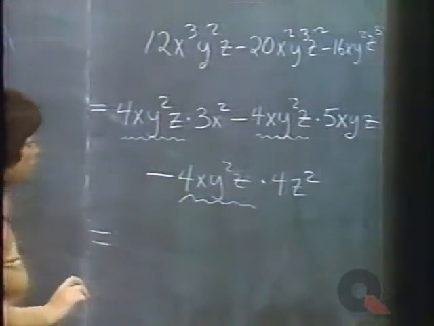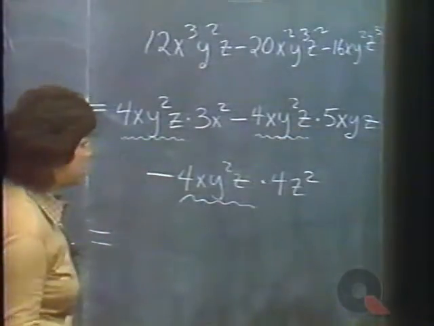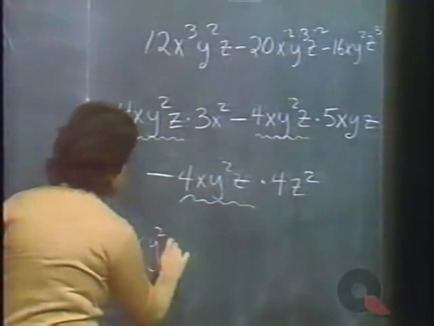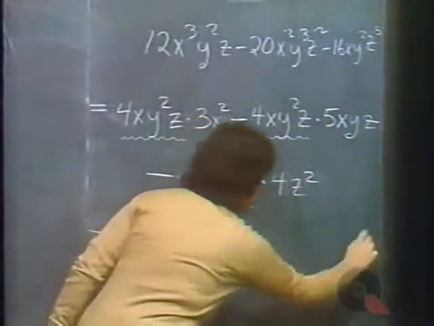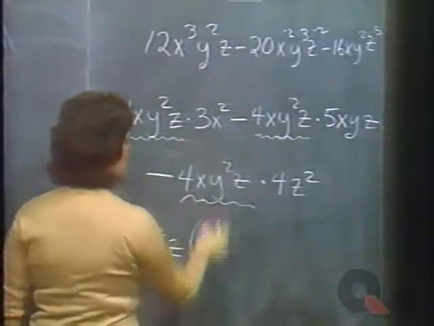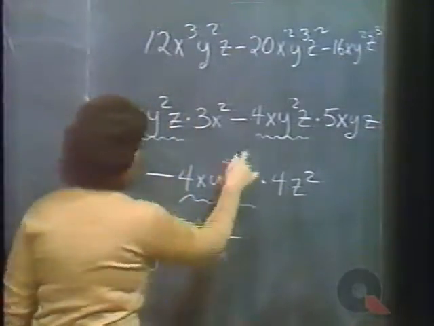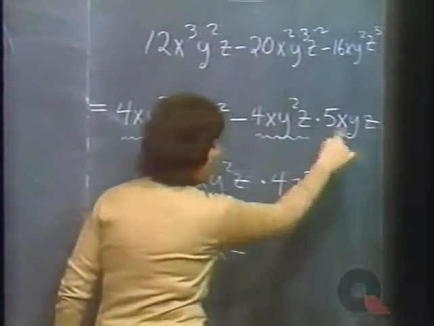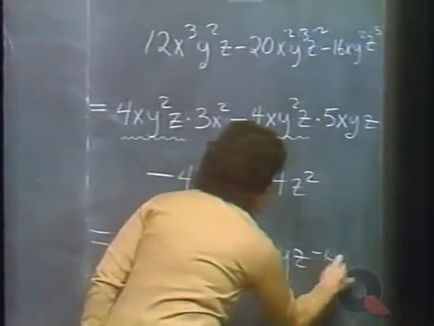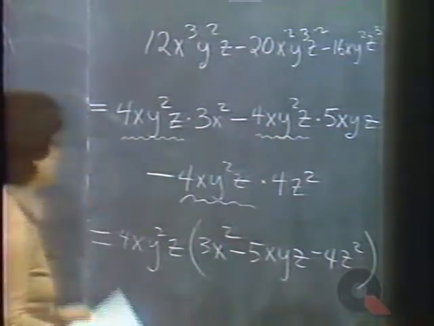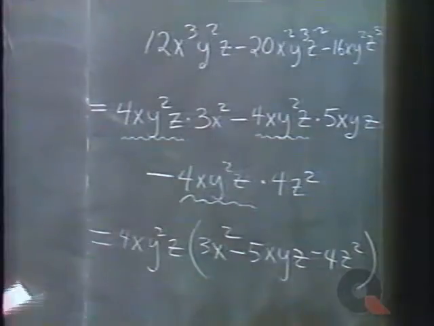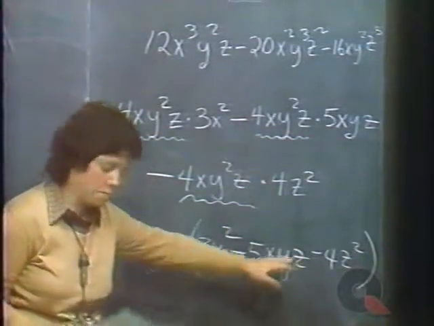We have now written each term as 4xy squared z, the common factor times something. We will now pull out 4xy squared z from each of these terms, leaving us with, in each case, a portion that is not underlined. We are left in the first term with 3x squared. In the second term, the minus 5xyz. And in the last term, the minus 4z squared. And we have factored the original example: 4xy squared z times, in parentheses, 3x squared minus 5xyz minus 4z squared.